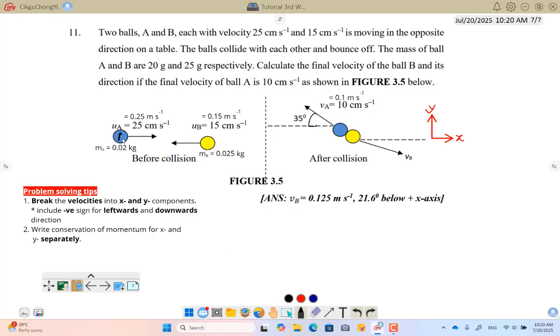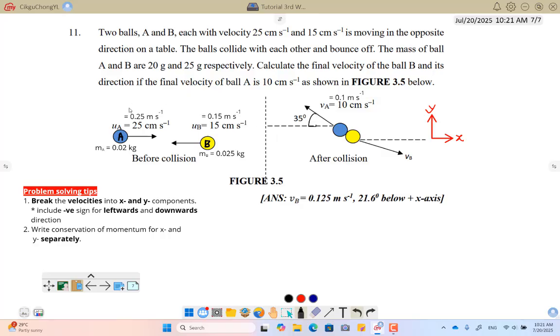So we have two balls, A and B, moving with velocity 25 centimeter per second and 15 centimeter per second. So I change the velocity to meter per second. So it will be 0.25 meter per second and 0.15 meter per second. It's moving in opposite directions on the table. So the balls collide with each other and bounce off.